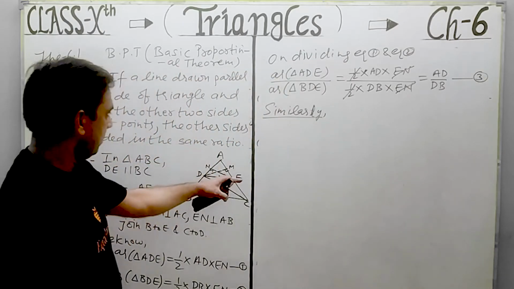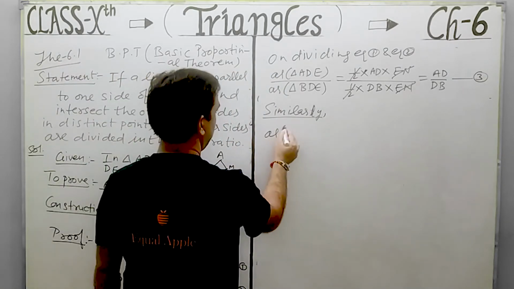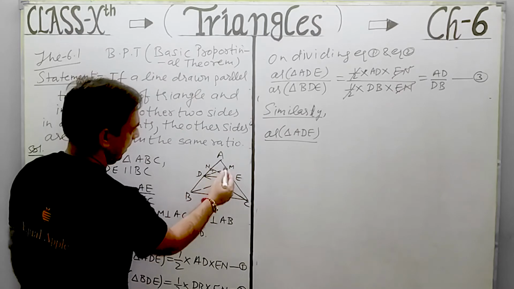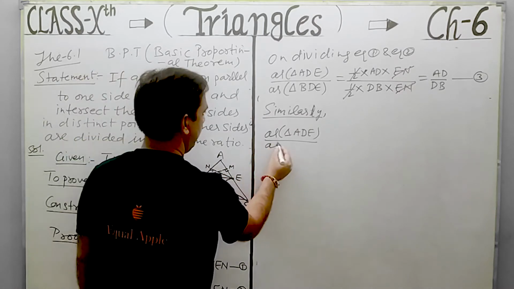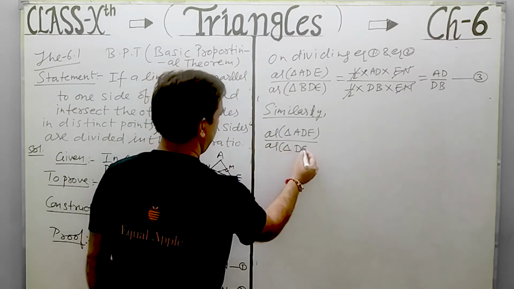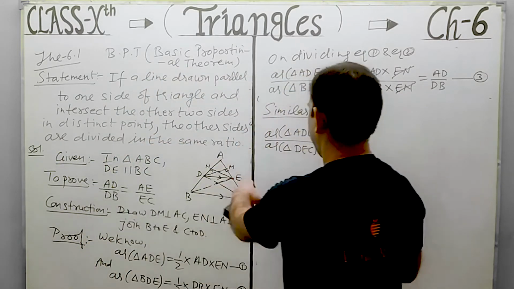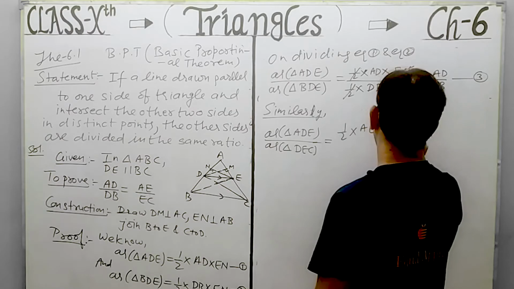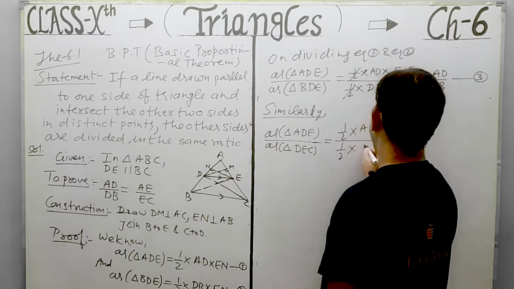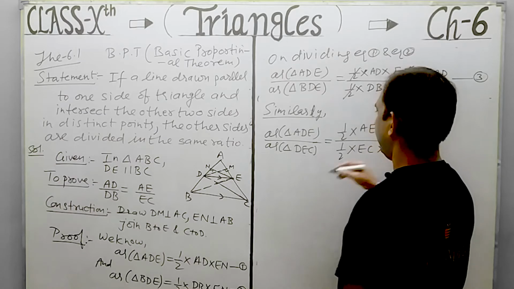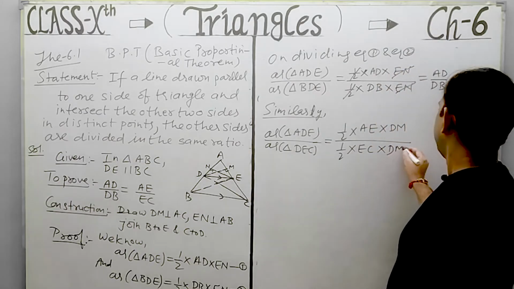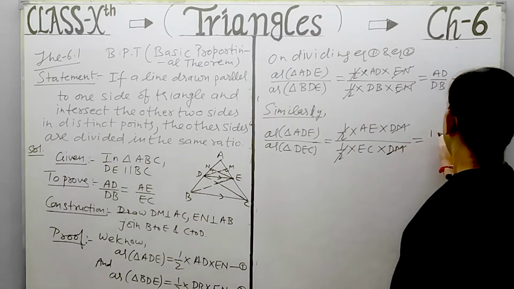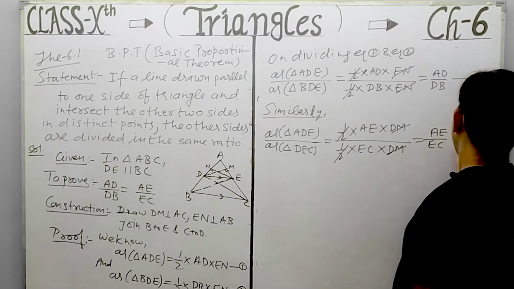Similarly, from this side we will take area of triangle ADE and area of triangle DEC. From this side the base will be AE and height will be DM, and half base EC and height, again it is an obtuse triangle, so height is DM. Now we will cancel out the same terms. So we will get AE upon EC.